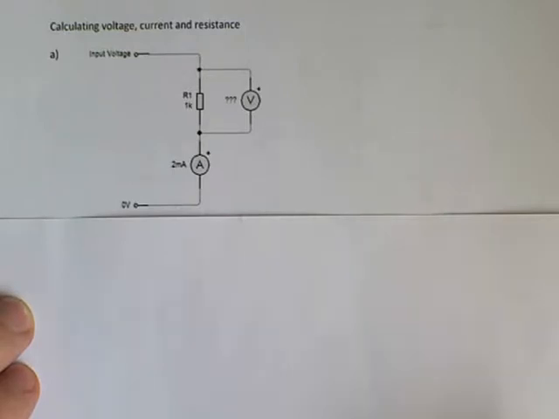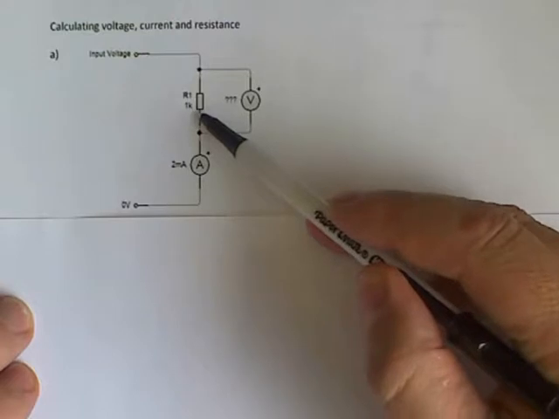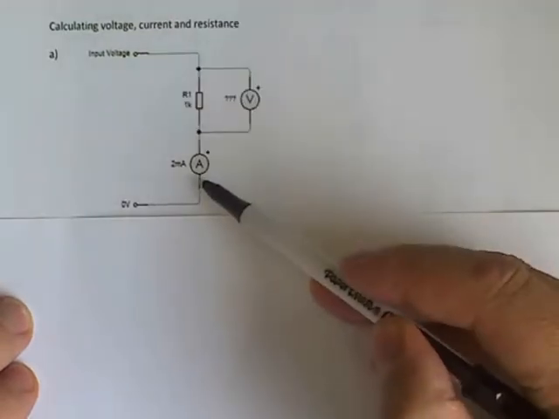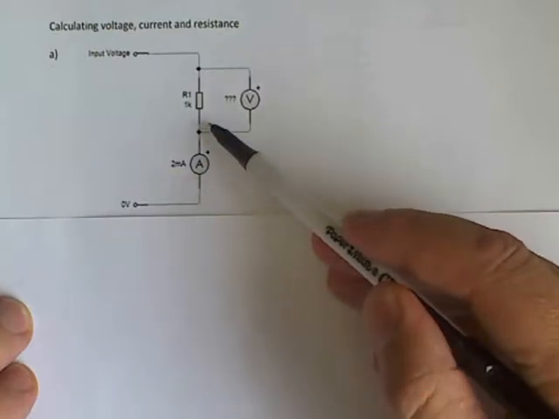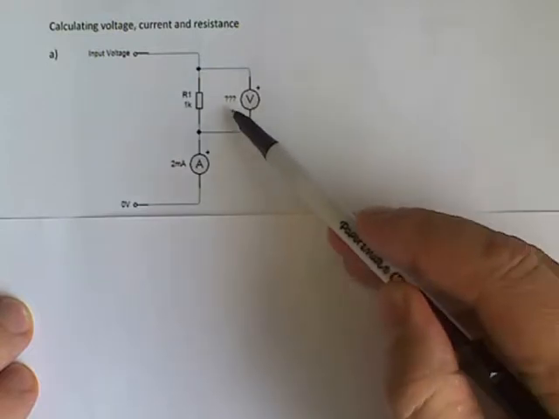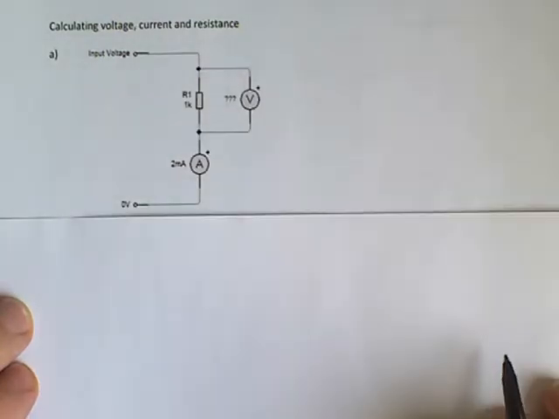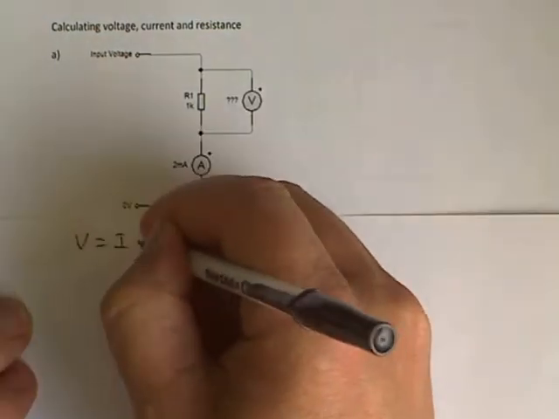Here is an example of a circuit with a 1K resistor, and this meter is indicating there is 2 milliamps current flowing through the 1K resistor from the input voltage. And the voltage meter has question marks next to it indicating we are to determine the voltage across that resistor given the current and resistance. So for this we need to use Ohm's law. Ohm's law states that V equals I times R.